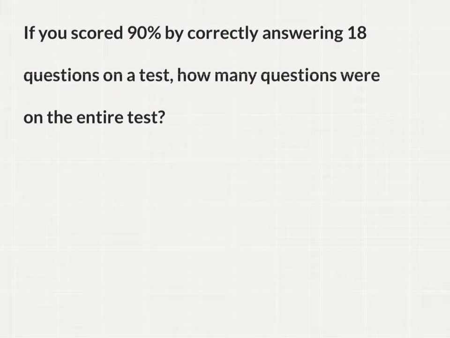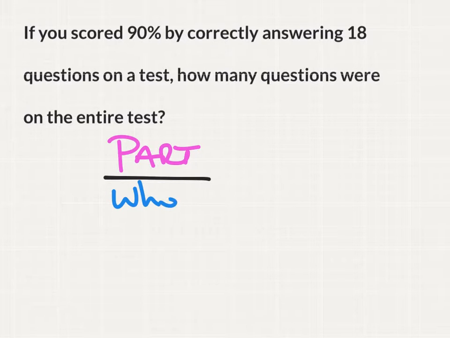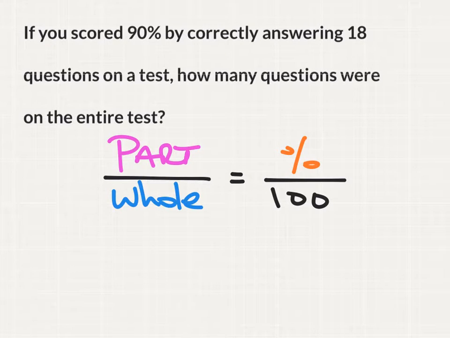If you scored 90% by correctly answering 18 questions on a test, how many questions were on the entire test? Once again, we need to do a part-whole percent proportion. Part over the whole is equal to the percent over 100. When I go back to my word problem, if you scored 90%, once again, there's my percent, by correctly answering 18 questions on a test, how many questions were on the entire test?